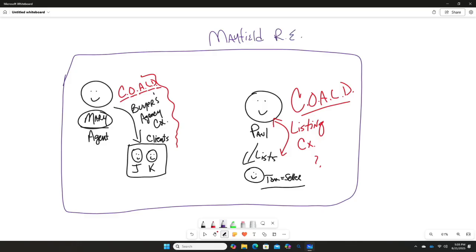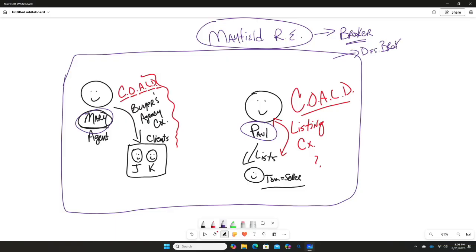In other words, they're both on the same team. Mary and Paul are under one umbrella, Mayfield Real Estate Inc. And so Mayfield Real Estate Inc. is the broker, right? We know that the company has to have a broker's license, and then we also know there's a designated broker in this case, okay? But both of these agreements are between who? They're between Mayfield Real Estate Inc. and the client, Tom and John and Carrie.